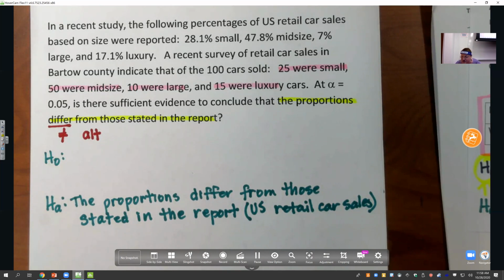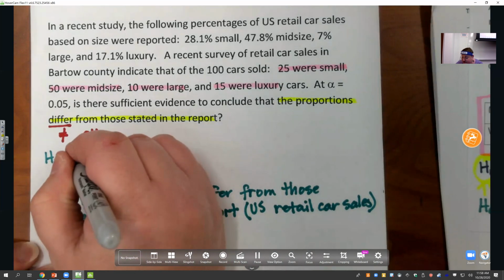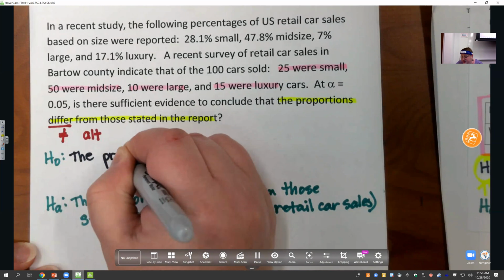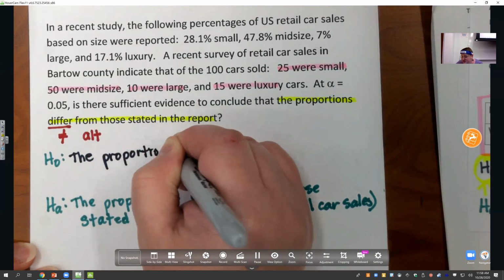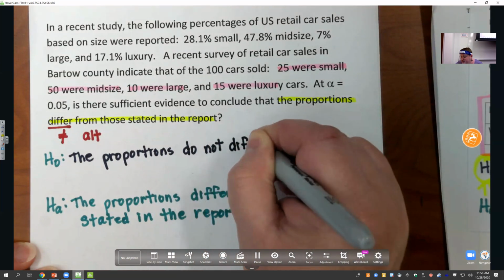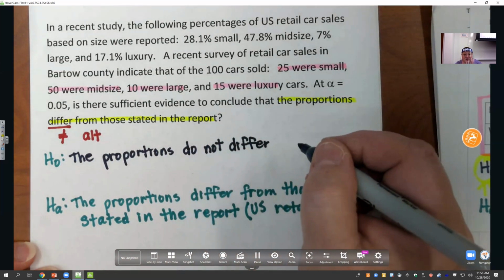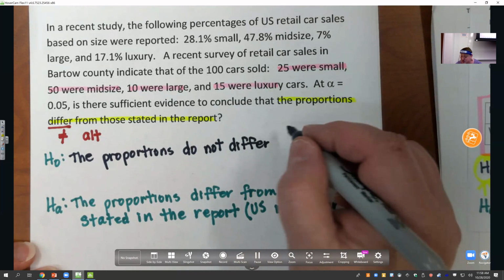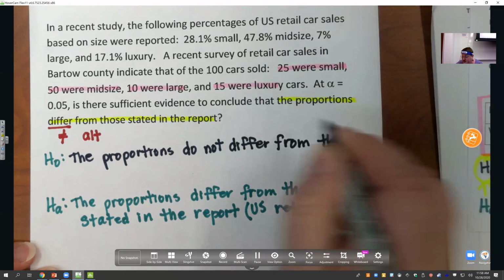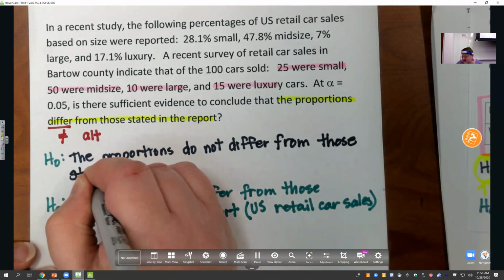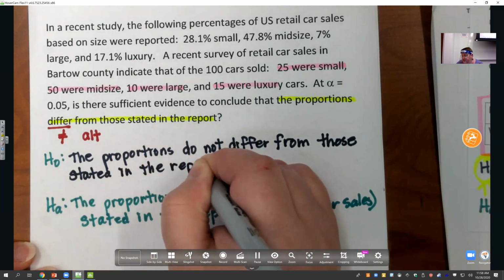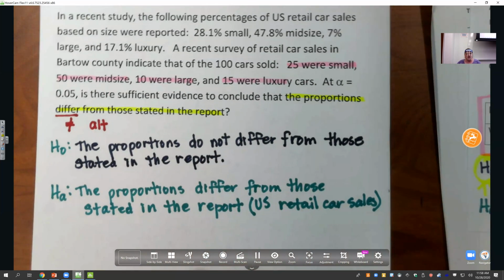And if that's our alternative, then the null would be that the proportions do not differ from those stated in the report, because do not differ would imply they're the same or equal. Okay, so that's your null.